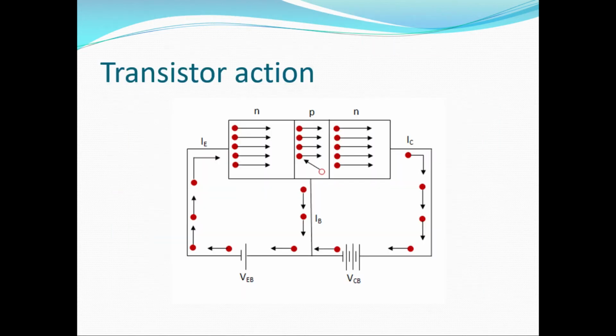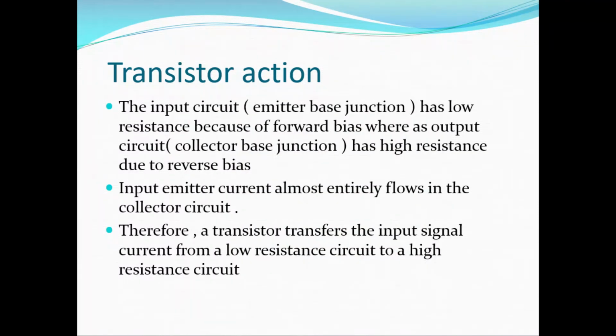In the input circuit, emitter base junction has low resistance because of forward bias, whereas in the output circuit, collector base junction has high resistance due to reverse bias. Input emitter current almost entirely flows in the collector circuit. Therefore, a transistor transfers the input signal current from a low resistance circuit to a high resistance circuit. Contracting the two terms, transfer and resistor, results in the name transistor. That is, transfer plus resistor gives transistor.